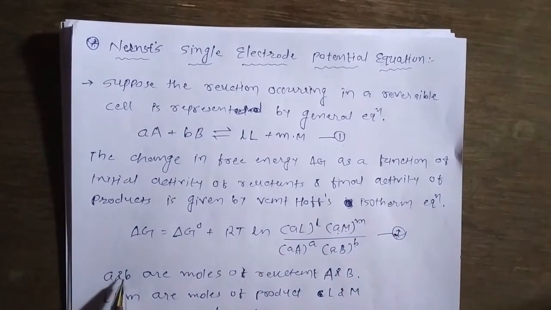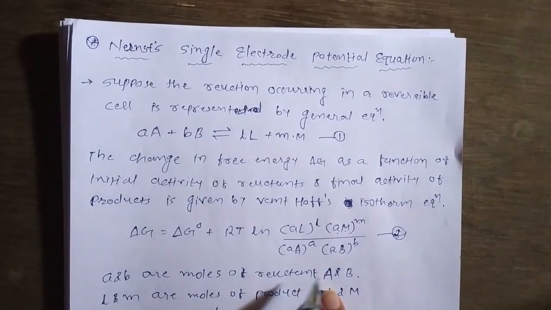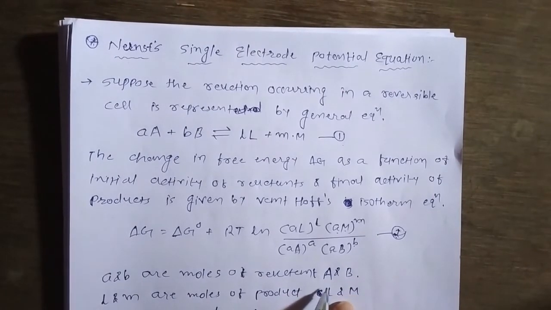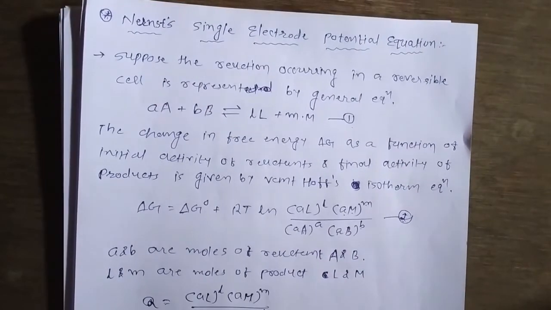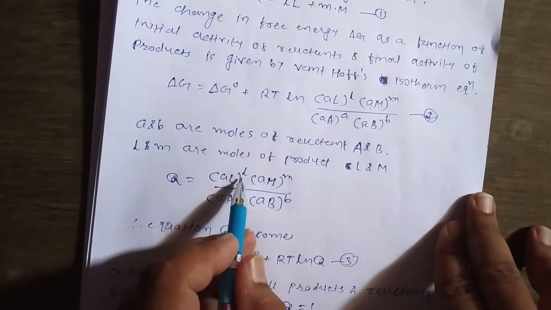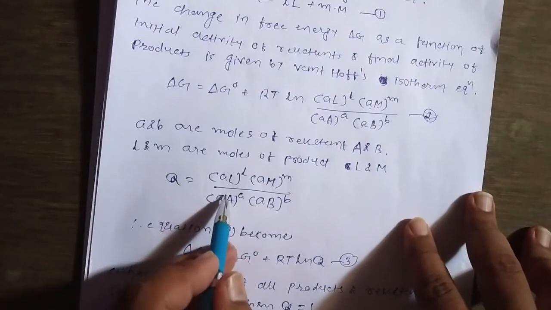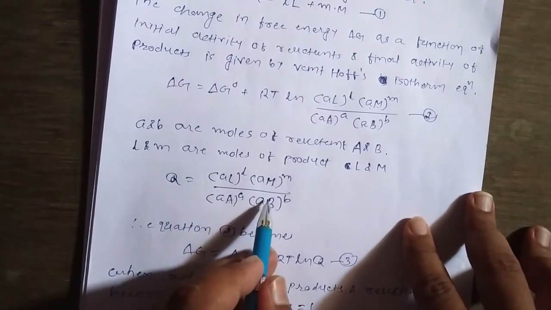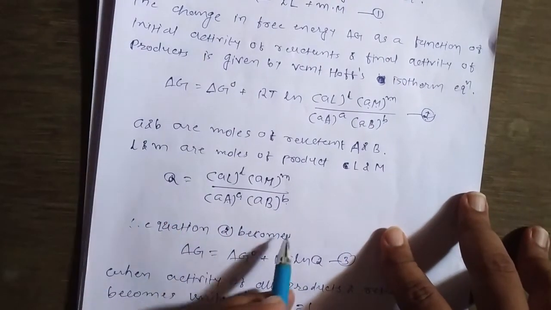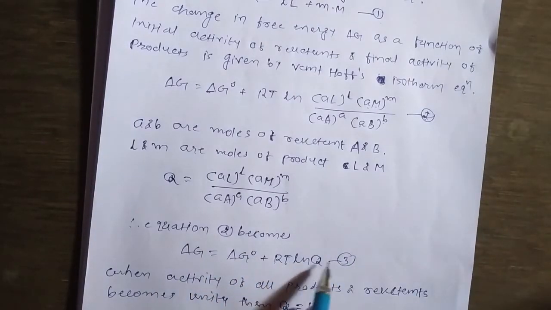Here small a and b are moles of reactants A and B. L and M are moles of products L and M. Now Q is equal to (a_L raised to l times a_M raised to m) divided by (a_A raised to a times a_B raised to b), which is equal to Q. So equation 2 becomes delta G is equal to delta G0 plus RT ln Q.